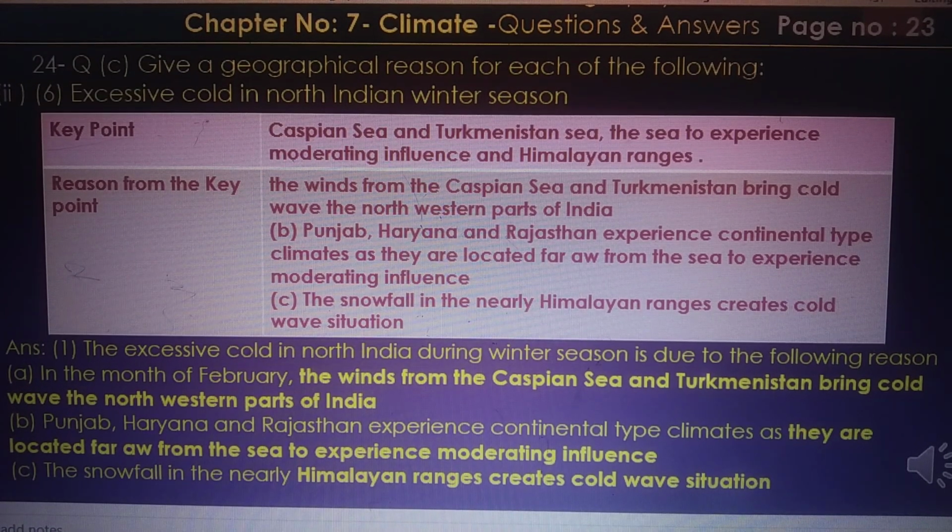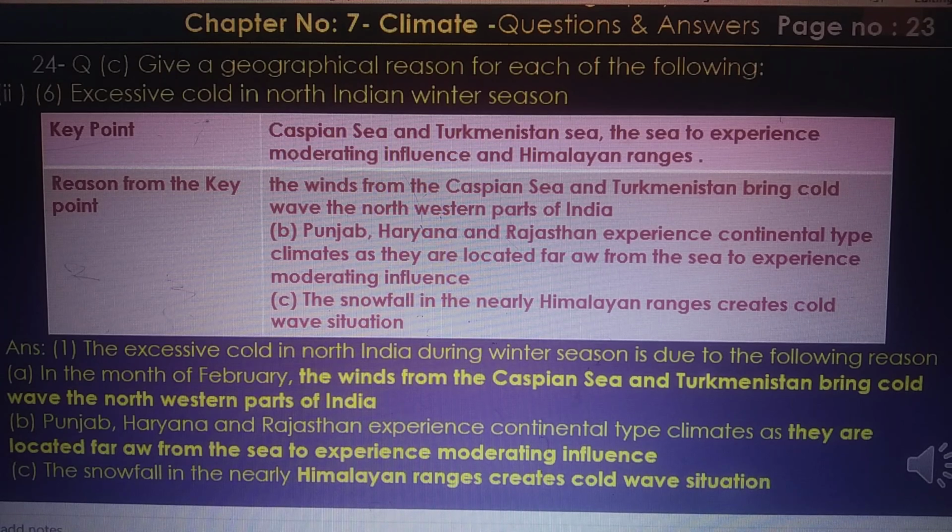Excessive cold in North India in the winter season. Why? What is the key point? The Caspian Sea and Turkmenistan, the sea too far to experience moderating influence on the Himalaya ranges. Reason for the key: the winds from the Caspian Sea and Turkmenistan bring cold waves to the northwestern part of India.